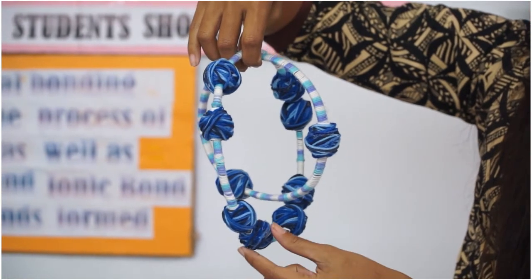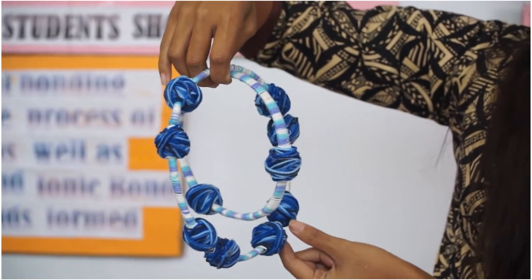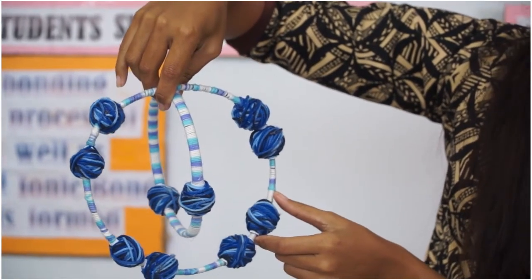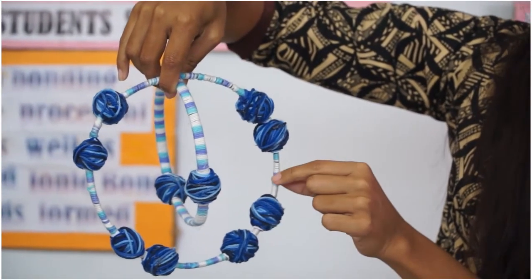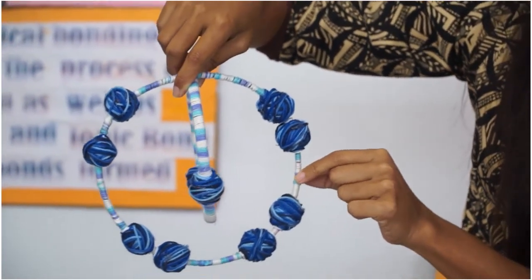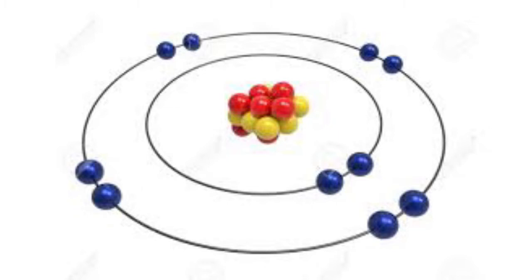Here is another atomic model, for the element neon. Neon has the electron arrangement of 2, 8: the 2 electrons on its first shell and the 8 electrons orbiting on its outermost shell. So, neon has a full valence shell, or it is stable.